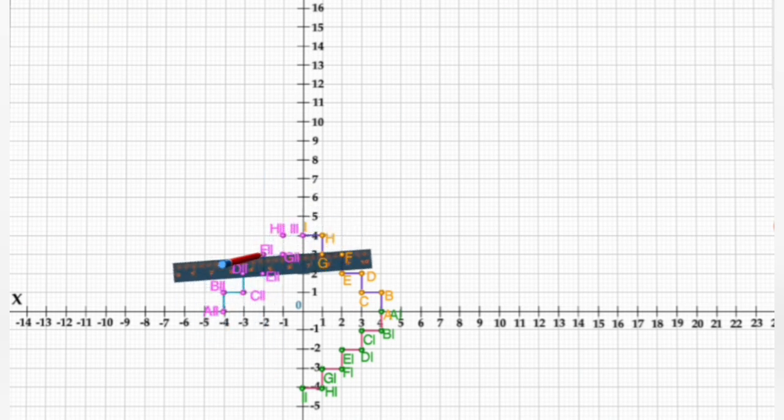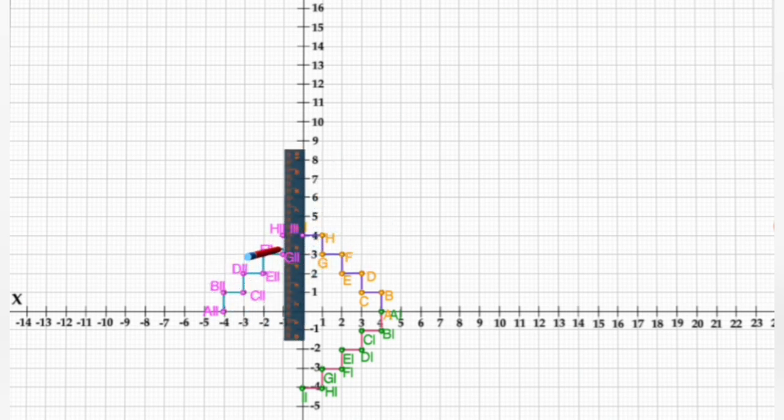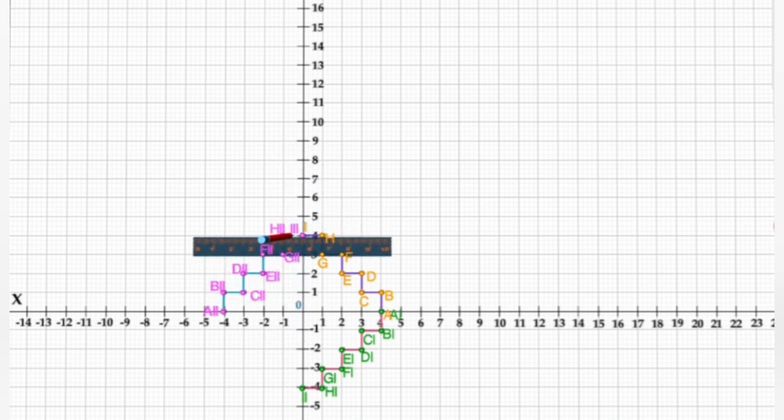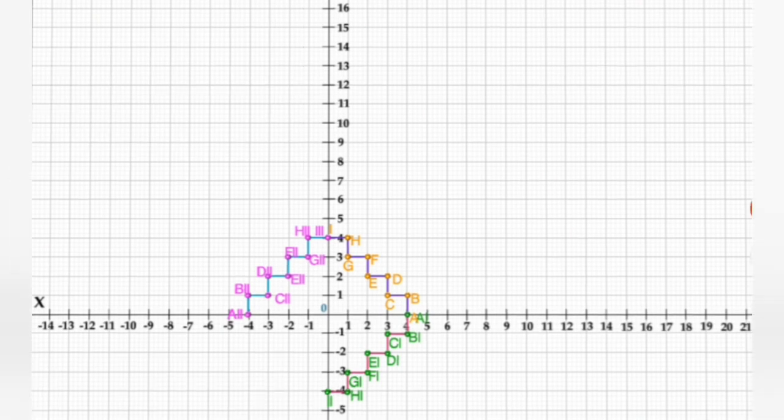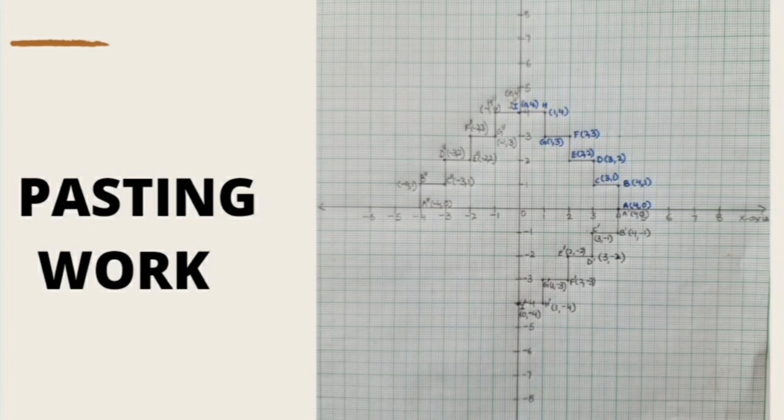The y coordinates of the points, that is the point and its image, for example if we look at C and C double prime, the y coordinate is 1, whereas the x coordinate has changed. It was 3 in the case of C, and in C double prime it is -3. So the figure obtained is symmetrical, and the x coordinates of the points change, whereas the y coordinates remain the same.